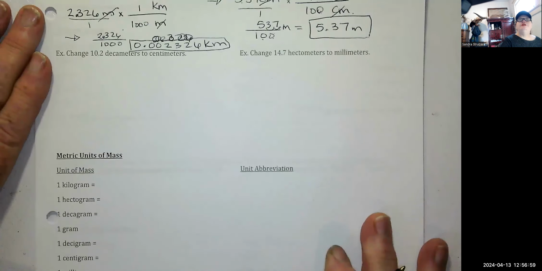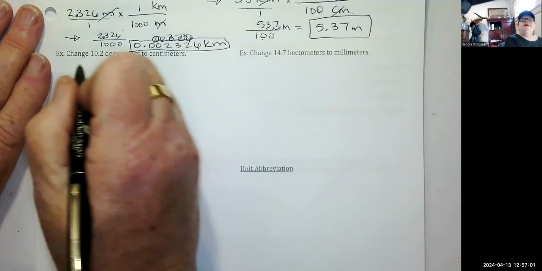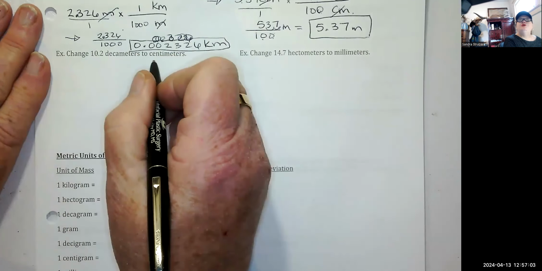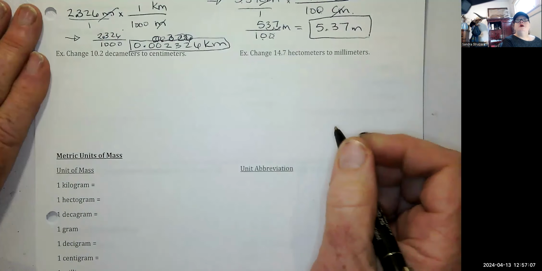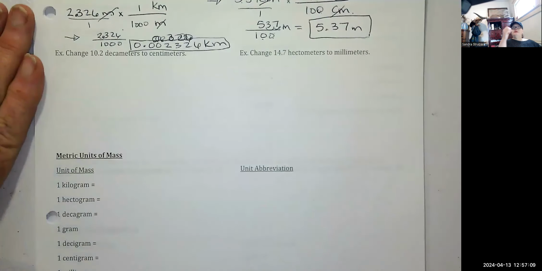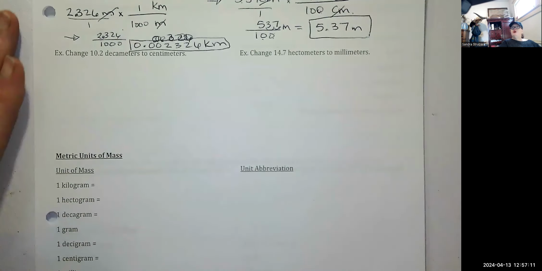All right, let's come down here to change 10.2 decameters to centimeters. Oh, now we're having to do a bunch. For me to get from decameters to centimeters, I have to first go through meters because it's kind of going down and then back up again. Let me look at my conversions.